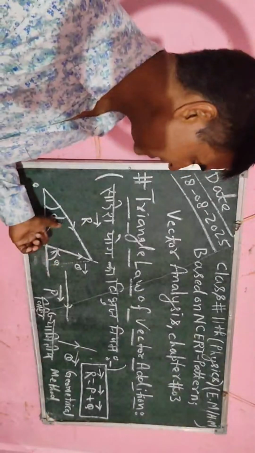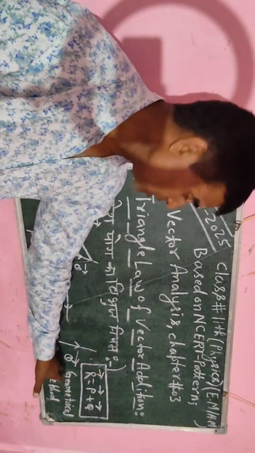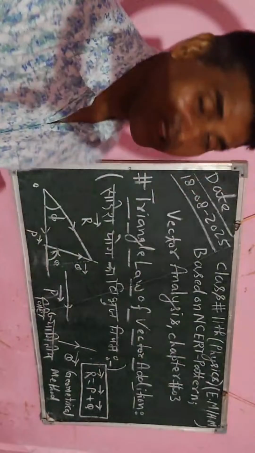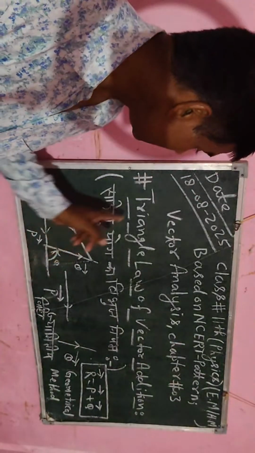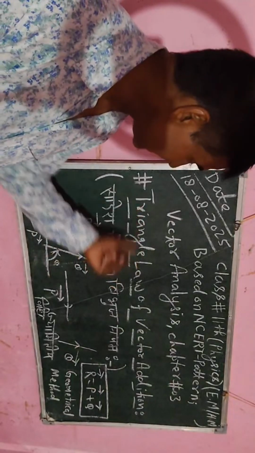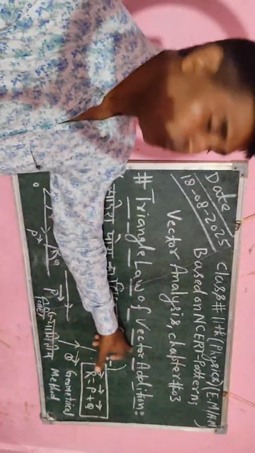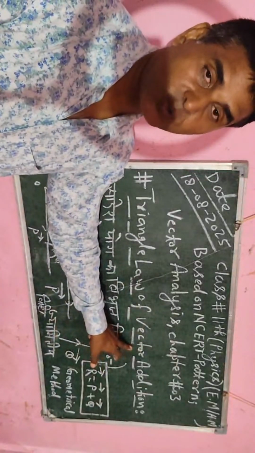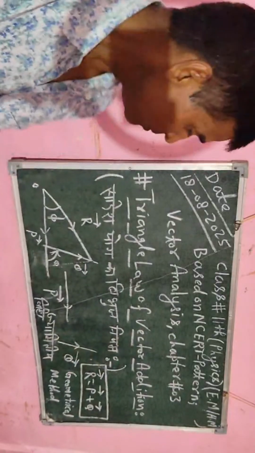So this formula is also important, and this formula is also important. This is for the geometrical method, and this will be for analytical method. So both methods are important for a triangle. In a triangle, law of vectors addition, if more than one vector, that is two vectors, will be available, how we will get the resultant vector, that is परिणामी vector.